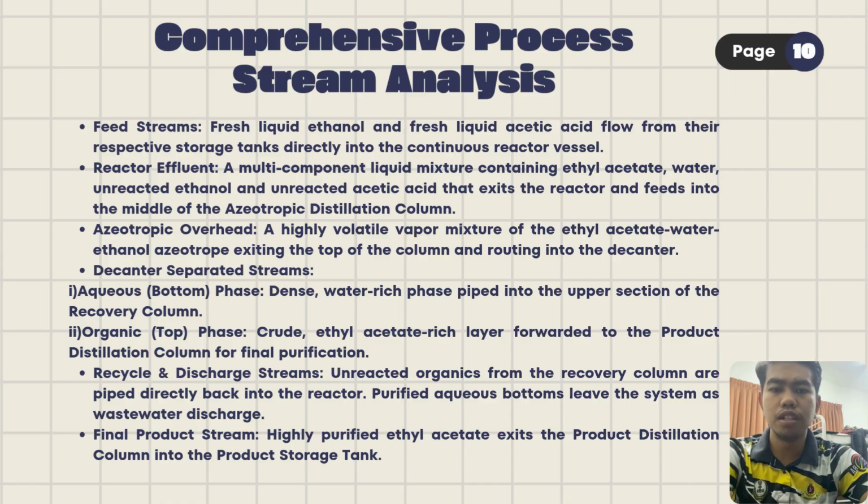In the recovery column, unreacted ethanol and acetic acid are recycled back to the reactor while the purified water is discharged as wastewater. Finally, the product distillation column purifies the ethyl acetate and the final high purity product is sent to the product storage tank.